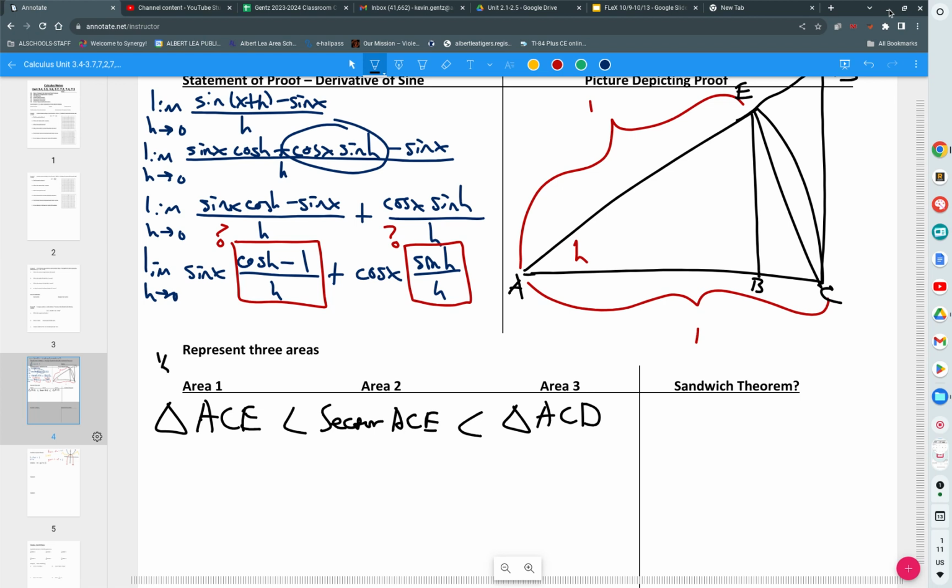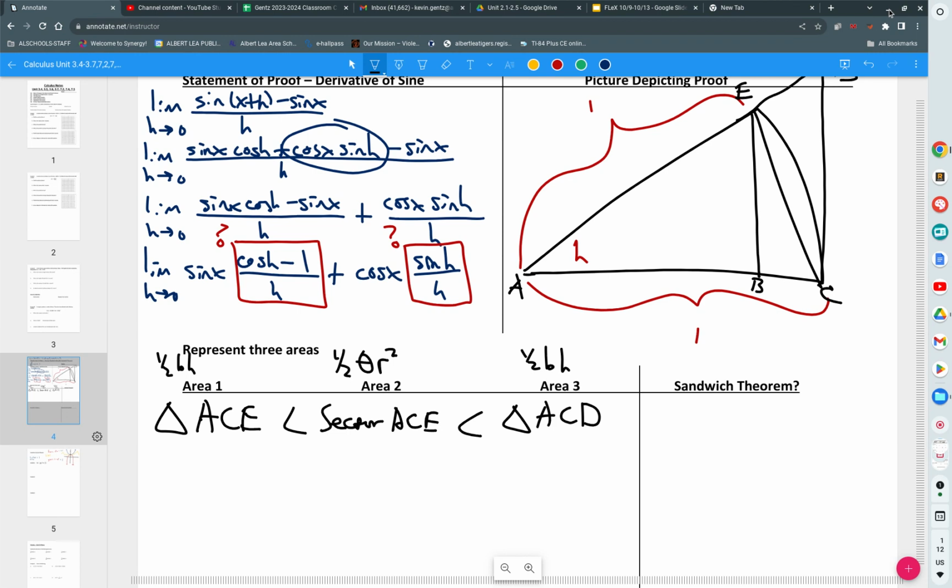But triangle area is 1/2 times base times height. And this triangle is, again, 1/2 times base times height. And then the area of a sector, if you remember from our time in trigonometry, is 1/2 times theta times the radius squared. Those are our three areas that we could talk about, okay? Everybody good? All right.